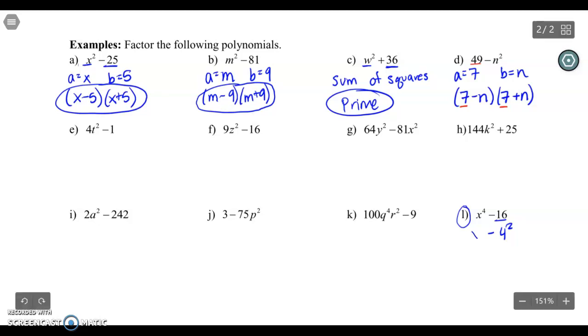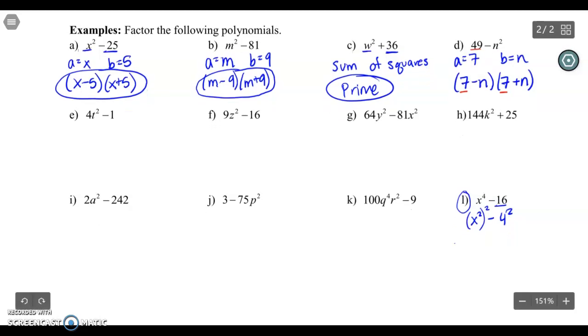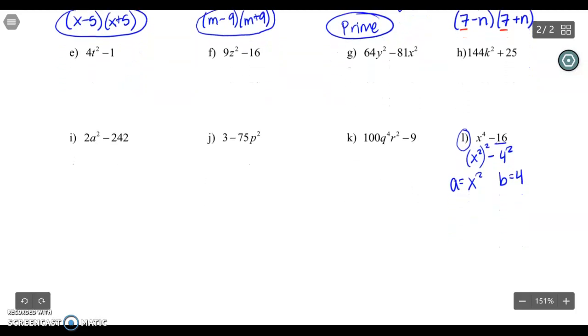And then this x to the 4th is really just x squared to the 2nd power. So our exponent rules tell us that this x squared squared is the same as x to the 4th. So that means that if I want to factor this using difference of squares, my A is going to be x squared and my B is going to be 4. Okay. So I'm going to go ahead and factor this out then. I get an x squared minus 4 and an x squared plus 4.